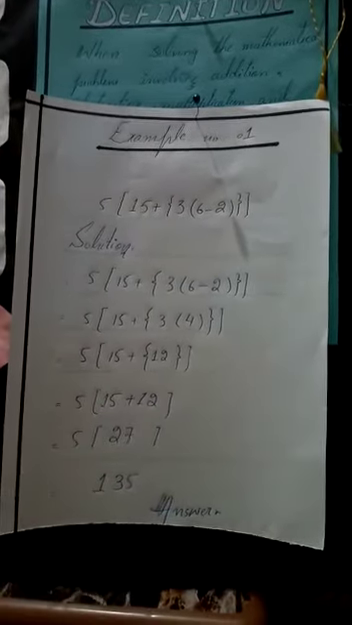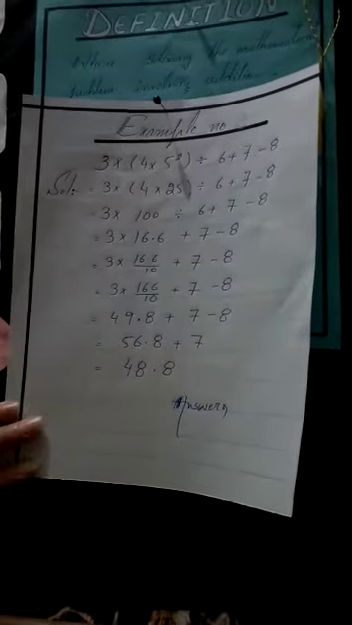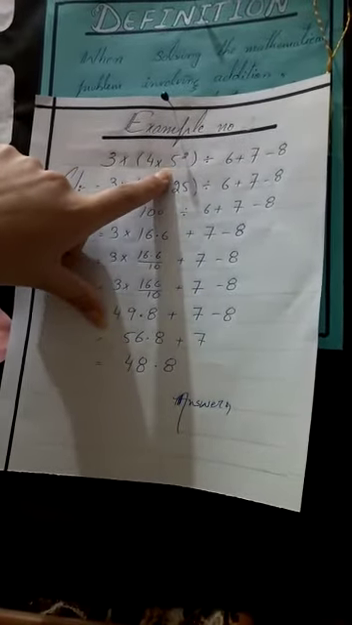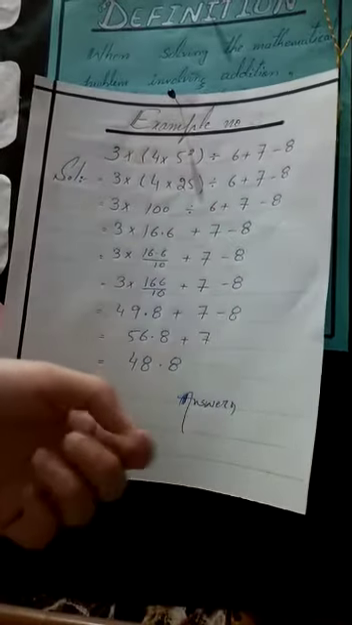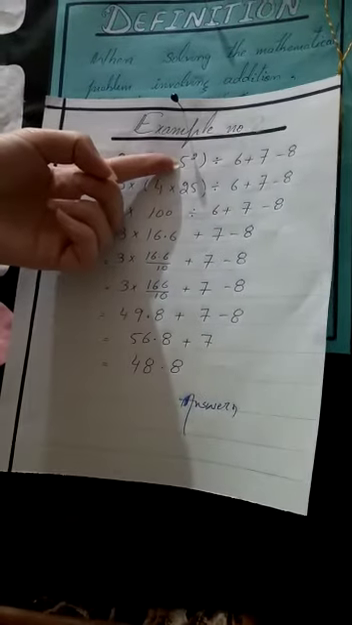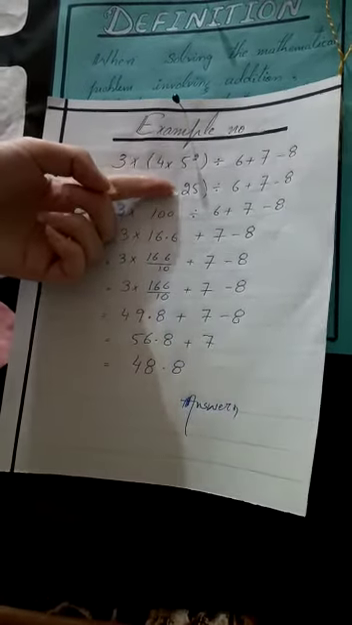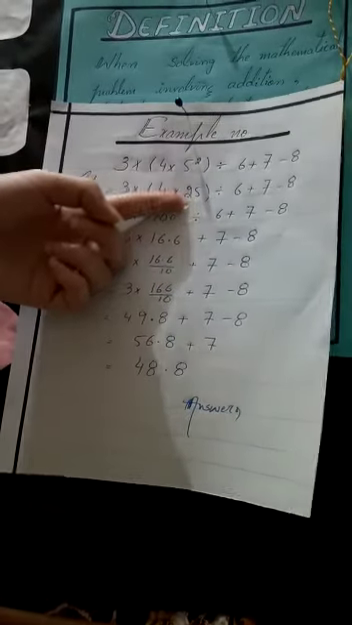Moving on to example number 2. In this example, we first of all solve the round bracket according to the BODMAS rule. In the round bracket, we have the power of 5. The power of 5 is 2. So first of all, we solve the power of 5, that is 5 squared, and we get 25.